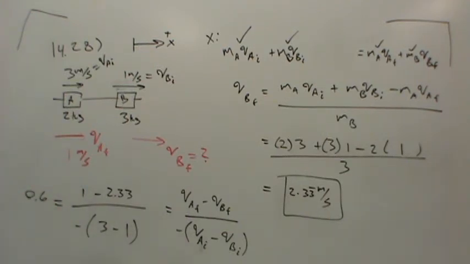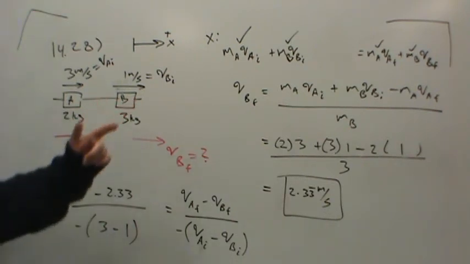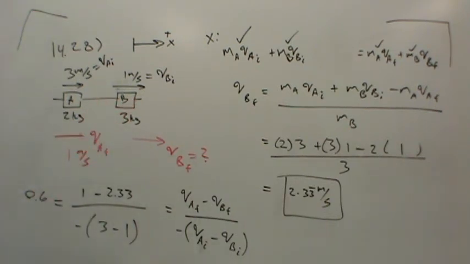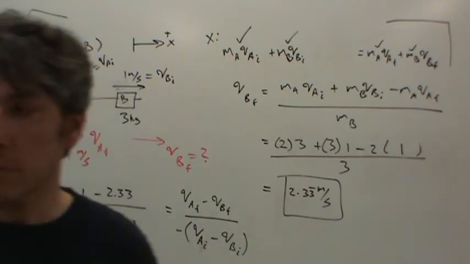So basically, the only thing that happens is that most likely A would continue in that direction in a real situation. Anything else? All right.